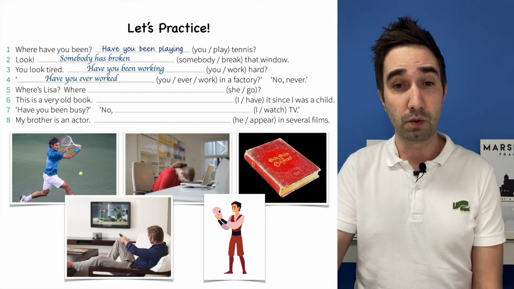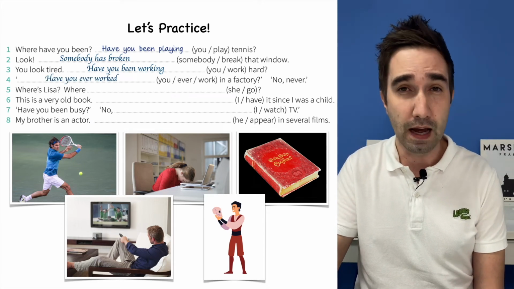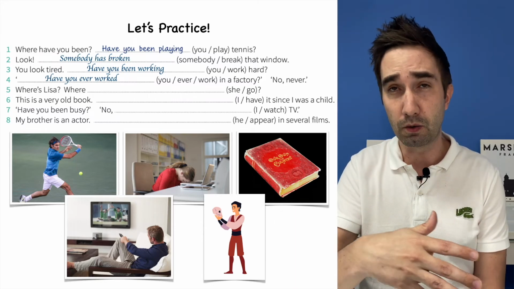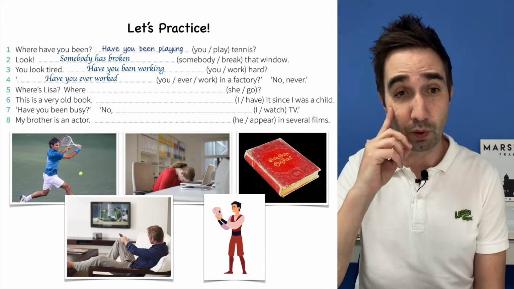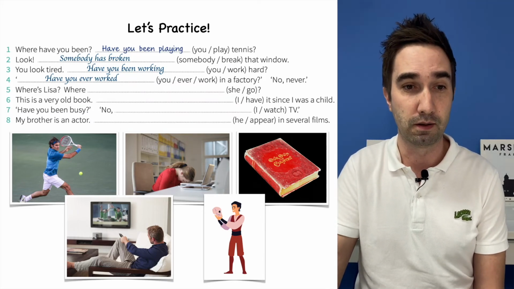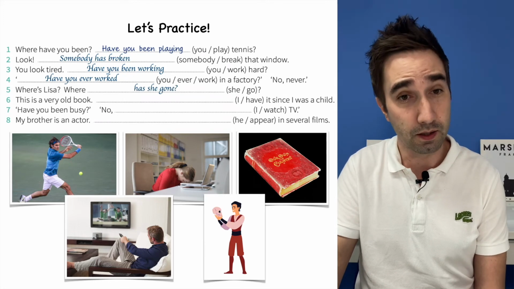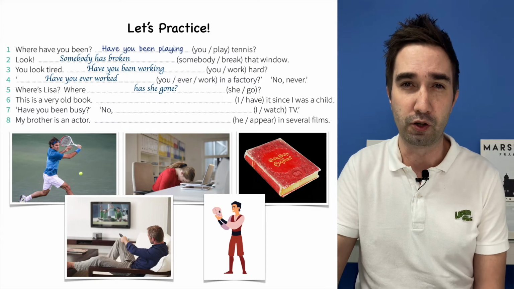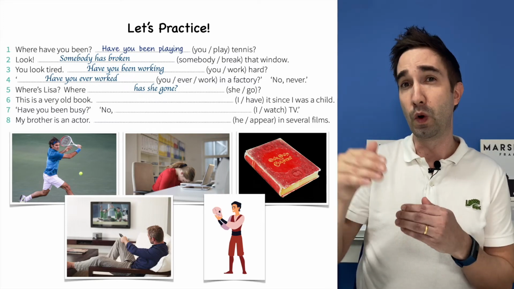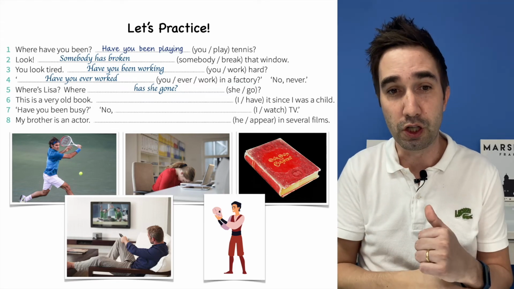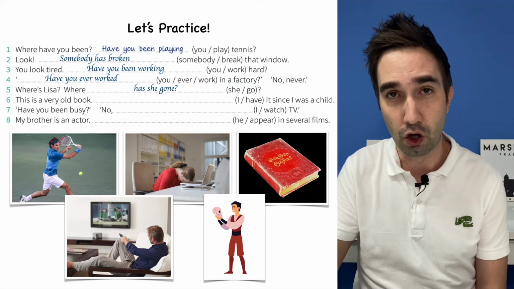All right, and then the next one is, have you ever worked in a factory? No, never. So you might have seen this in lesson number 10 or lesson number 11 with present perfect simple. Here we're going to use this to talk about life experience. And where's Lisa? Where has she gone? So again, this is very British. We would say, where did she go? Because she went out. She has not returned yet. So where has she gone?